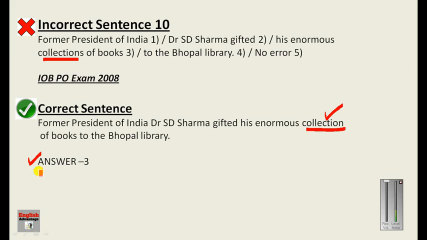So in this video tutorial I have taken only 10 sentences, but all of them are very common, very important and very concept based sentences, and these kinds of sentences only you should practice if you want to succeed in banking exam, in SSC CGL exam or in any other exam. So these are very important sentences.